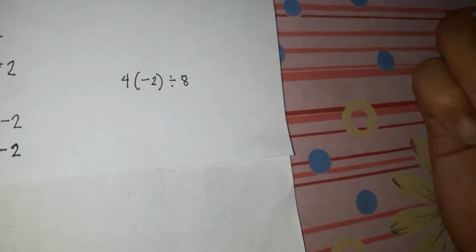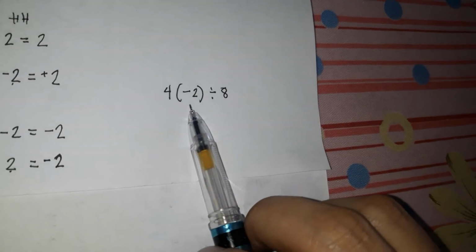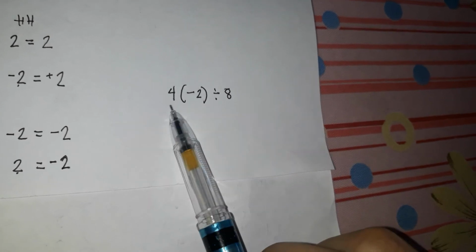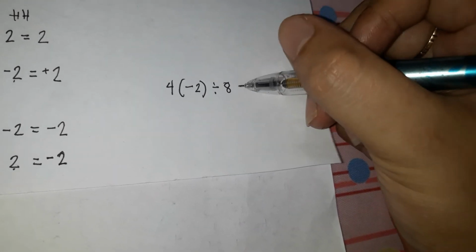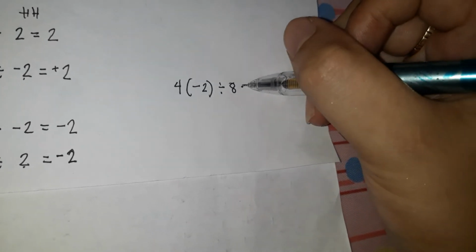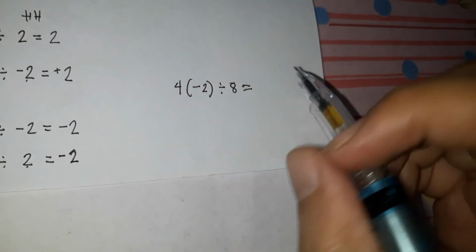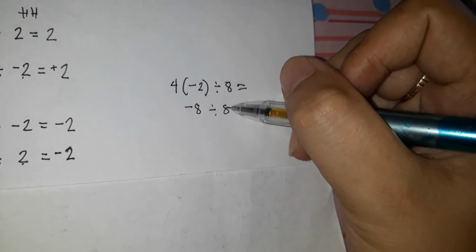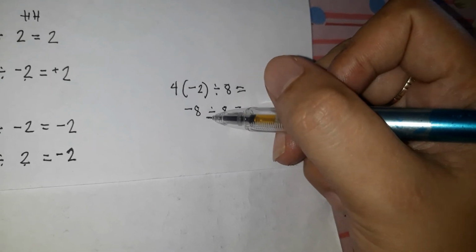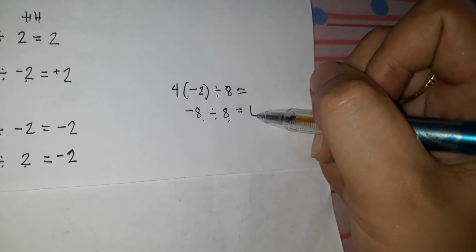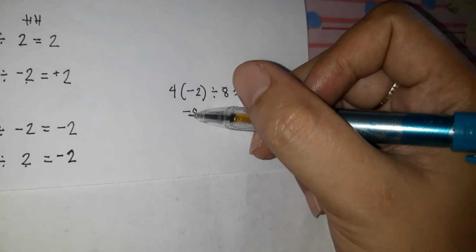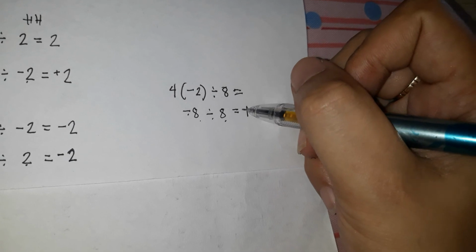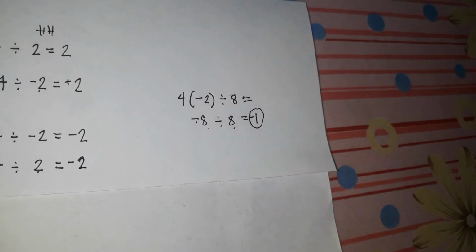Next, 4, again, parenthesis means times. 4 times negative 2 divided by 8. So 4 times negative 2, it's negative 8. Divide mo by 8. Ang negative 8, divide mo by 8, positive 1. Ngayon, negative siya, positive siya. So, magkaibang sign nila, the answer is negative. So, the answer is negative 1.